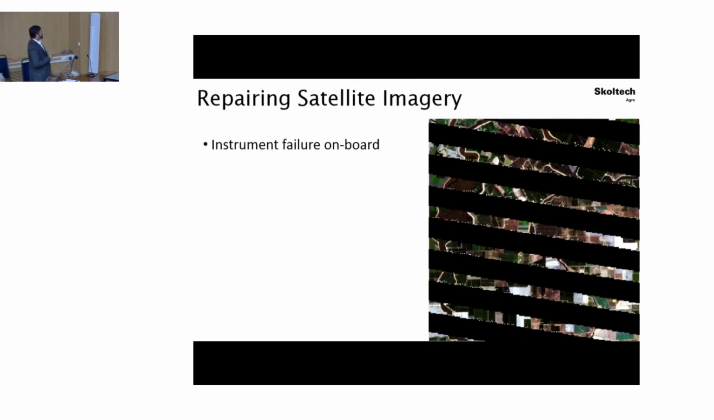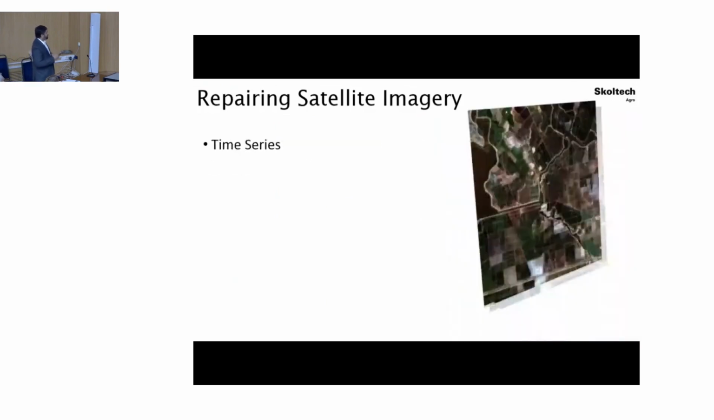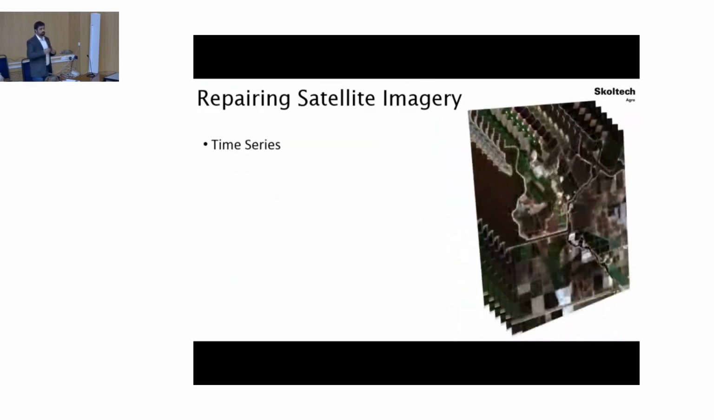Okay. So there was an instrument failure which created these bands. Right? Or they could be clouds. There could be a plane flying somewhere here, which is covering the ground. So you can't see what is happening beneath here, right? So how do we repair this? Traditionally, what used to happen is you take a time series, you have one image which is corrupt, you take the image before and the image after, do an interpolation, say you're close enough, right?